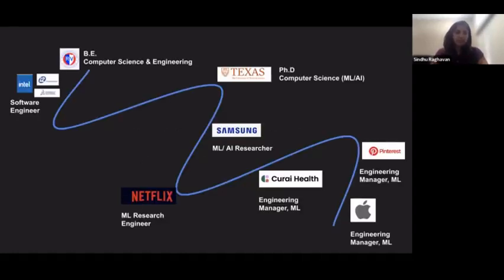Here's a really brief overview of my journey, my trajectory. I started my journey as a student of computer science. I got my undergraduate degree in computer science and engineering in India, after which I spent about 4 years working in various different roles as a software engineer. And then I enrolled in a PhD program at University of Texas at Austin, and I got my PhD in computer science with a focus on machine learning and AI.